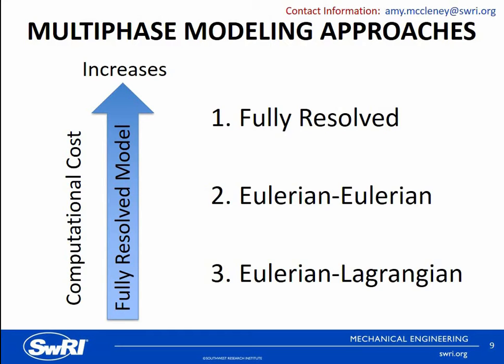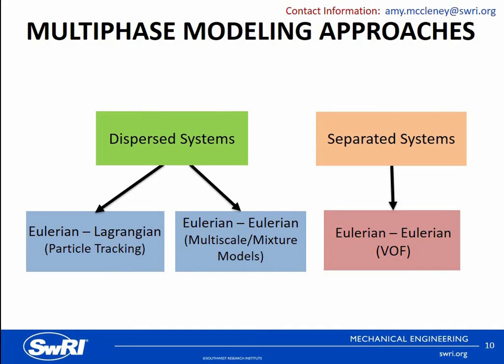However, the more fully resolved and more complex the modeling approach is, the more computational resources are needed. So the fully resolved model, that's the most complex model, is more computationally expensive to use. So how do we decide which approach is best to use for modeling our multiphase?